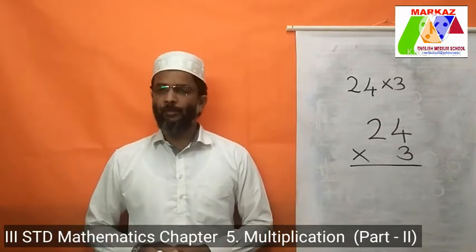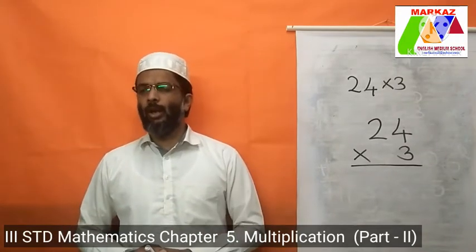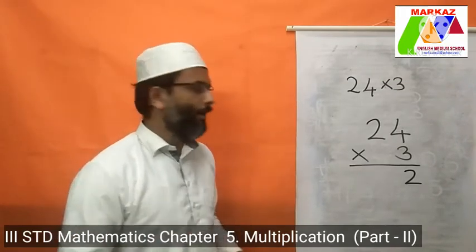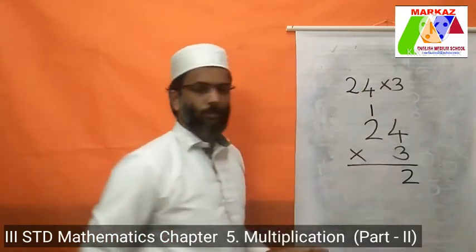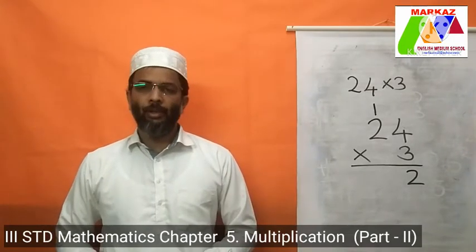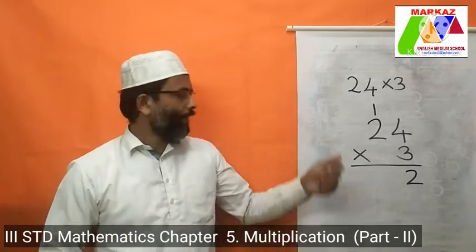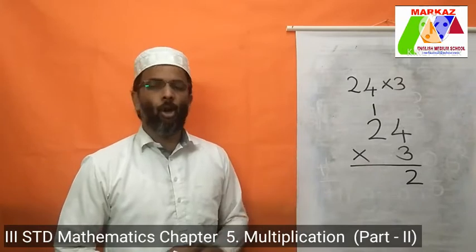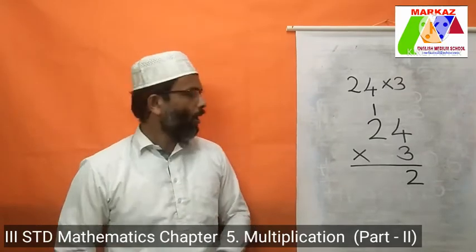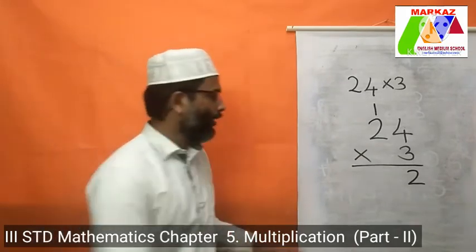Just like with addition, when we get a 2-digit answer, we have to carry the first digit to the top of the next column. 1 gets carried up to the top of the tens place column. We multiply the bottom digit by the next digit to the left in our top number. So 3 times 2 is equal to 6 plus 1 carried number is equal to 7. Answer is 72.